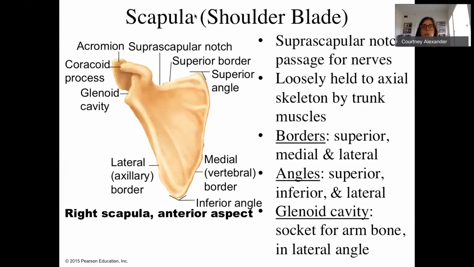We also have a suprascapular notch, which is the passageway for nerves, and this is loosely held to our axial skeleton by our trunk muscles. It has a superior, medial, and lateral border, as well as a superior, inferior, and lateral angle. The most important part of the scapula is the glenoid cavity, which is the socket for the arm bone, and it helps form the lateral angle.